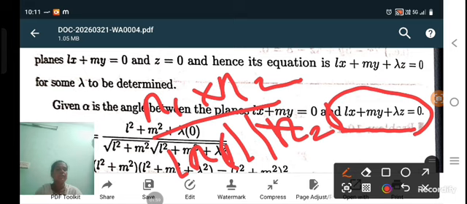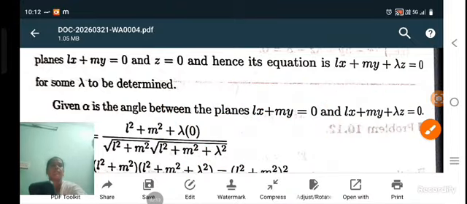Substituting, cos alpha is equal to L square plus m square plus lambda into 0, divided by square root of L square plus m square into square root of L square plus m square plus lambda square. On simplification, we get cos alpha equal to square root of L square plus m square divided by square root of L square plus m square plus lambda square. Squaring on both sides, we get cos squared alpha equal to L square plus m square divided by L square plus m square plus lambda square.